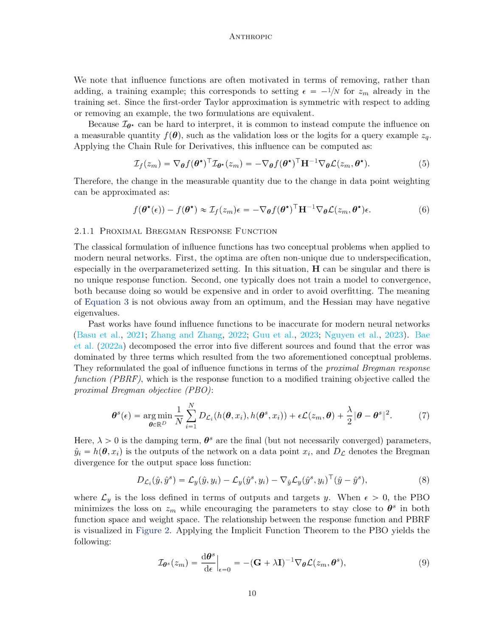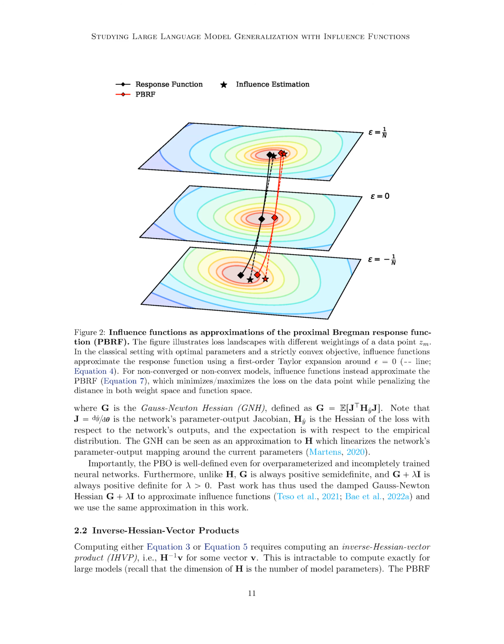When the variable epsilon is greater than 0, the PBO is designed to minimize a particular loss while ensuring that the parameters remain close to their final values. This creates a relationship between the response function and the PBRF, which is visually represented in the paper. By applying a mathematical concept called the implicit function theorem to the PBO, another expression is derived, involving the derivative of the parameters with respect to epsilon. It includes various elements like the Gauss-Newton-Hessian, GNH, which is a special approximation related to the curvature, and the network's parameter output Jacobian.